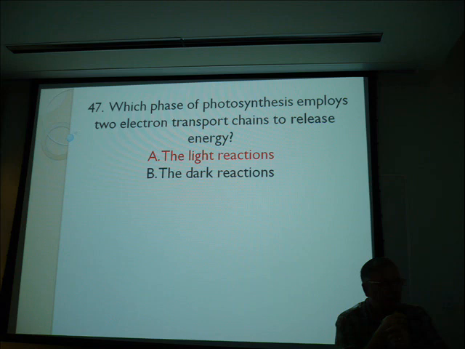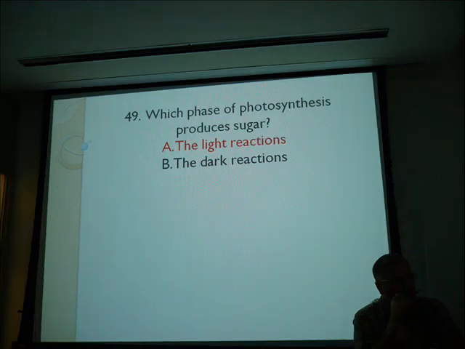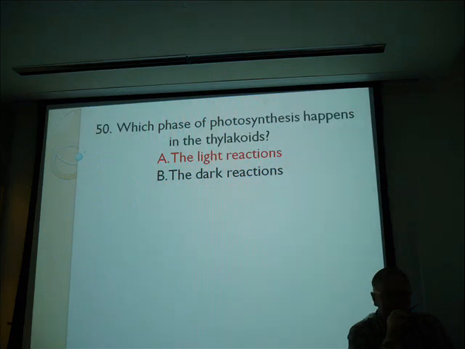I do. All right. The Calvin cycle actually happens where? B. In the dark reactions out there in the stroma. Photosynthesis produces, which one makes the sugar? It's B. The dark reactions use some of the stuff from the light reactions to make it. The hydrogen.